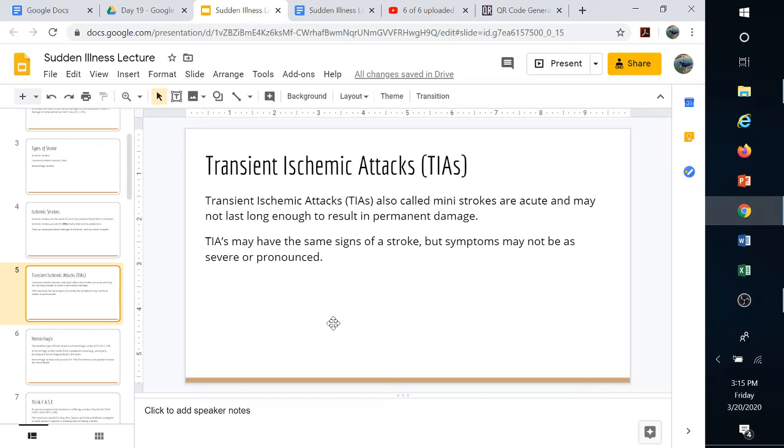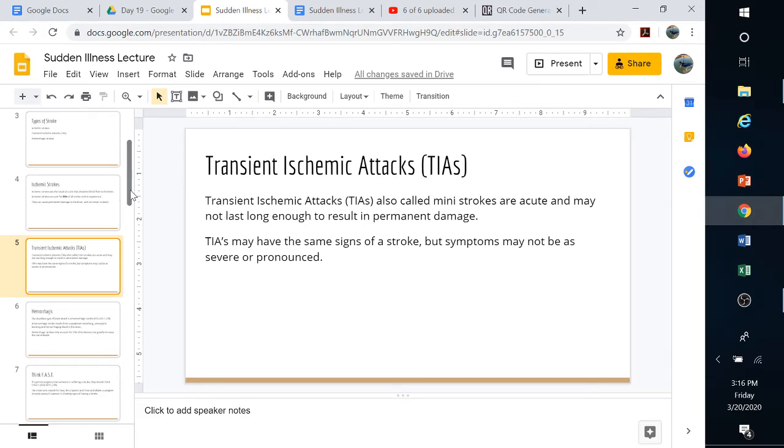So TIAs are short, they're acute, they typically don't stay around long enough to cause permanent damage, but you'll see a lot of the major signs of a stroke. You'll see paralysis on one side of the body, paralysis on one side of the face, slurred speech, having a really difficult time talking and communicating or even collecting their thoughts. So it'll have all the same symptoms, sometimes not as severe, sometimes as severe as ischemic strokes.